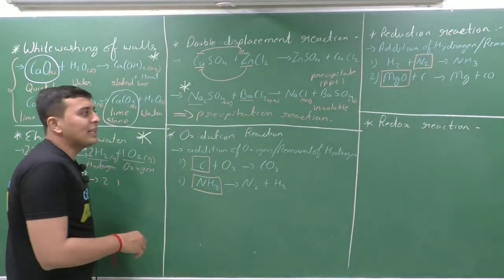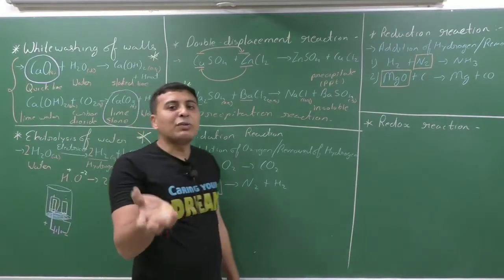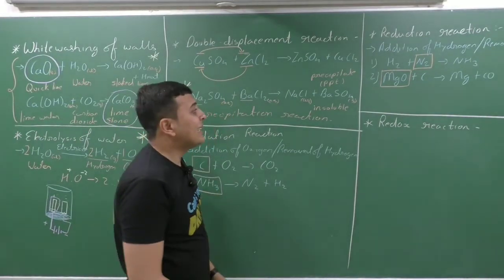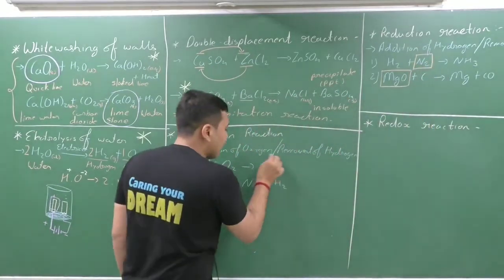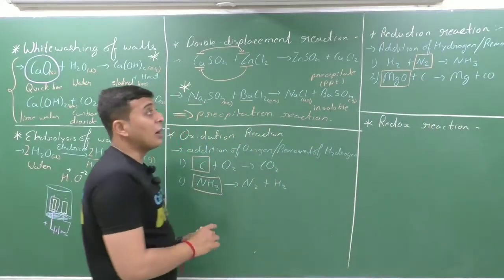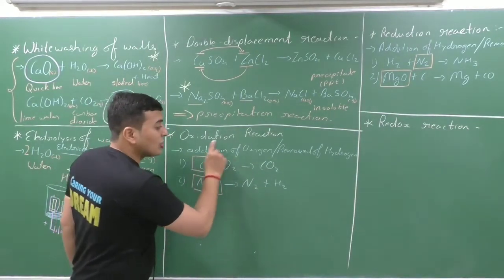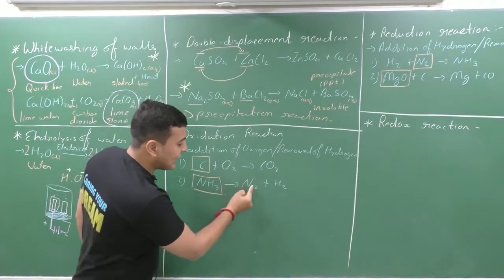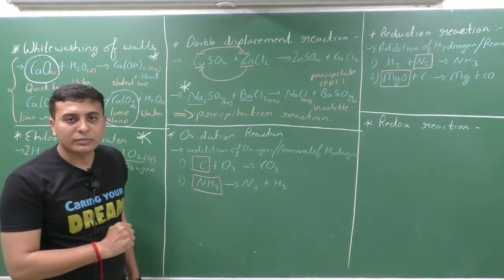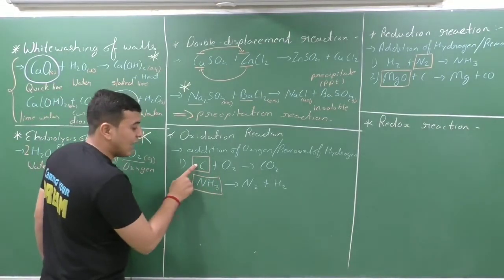I think it is quite simple to you that the compound which is oxidized and the compound which gets reduced will always lie in the reactants. It will always be on the reactant side, never on the product side. So the compound which gets oxidized is carbon, not carbon dioxide. Carbon is oxidized into carbon dioxide. NH3 is oxidized into N2. Clear? The compound which is oxidized is carbon.